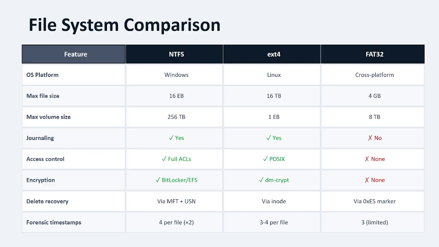Maximum file size, 16 exabytes. I'm not sure if that's entirely correct because the maximum volume size is 256 terabytes. I'll have to double check those numbers. But it does support large files and large volumes, although generally that's more for research locations and large storage locations. It does support journaling and a full access control list. In fact, Microsoft's access control list is really robust and very granular when you go to manage and maintain access and permission to various folders and objects.